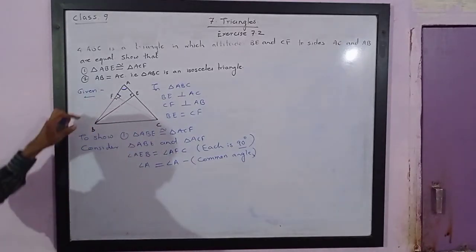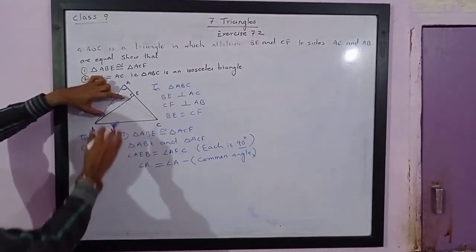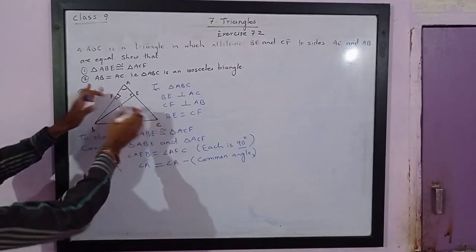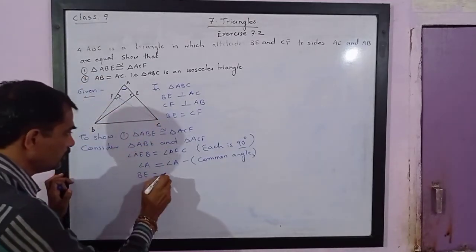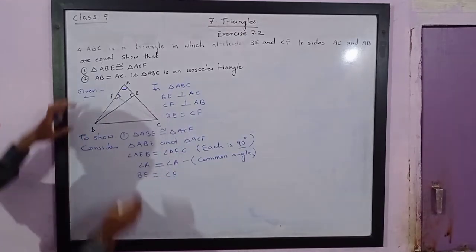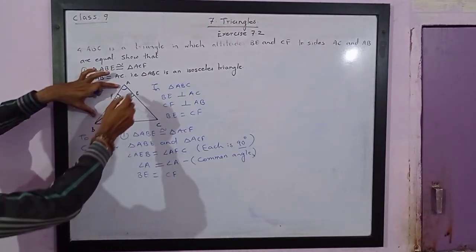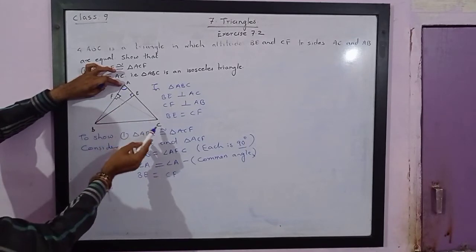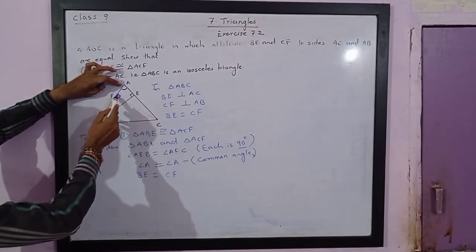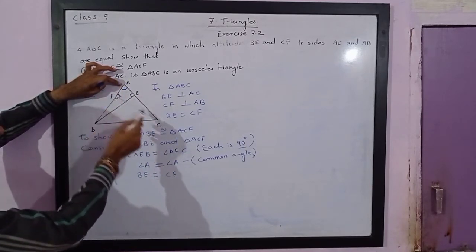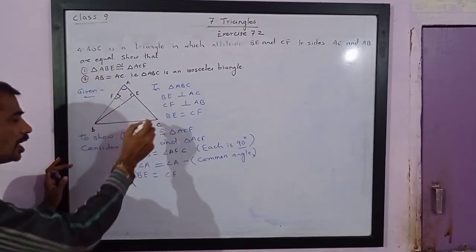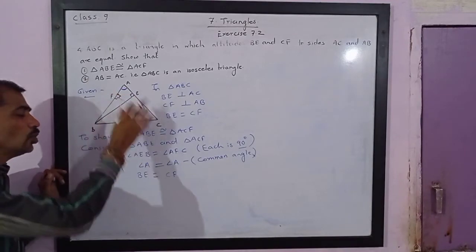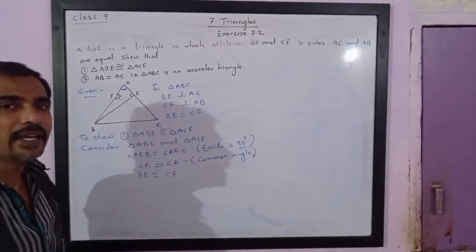Now see, we are given BE is equal to CF. So BE, this side, is equal to CF. It means, if you see this triangle ABE, its two angles are congruent to two angles of the triangle AFC. And one of the sides is congruent, that is BE is equal to CF. It means the two triangles are congruent by the angle-angle-side test.